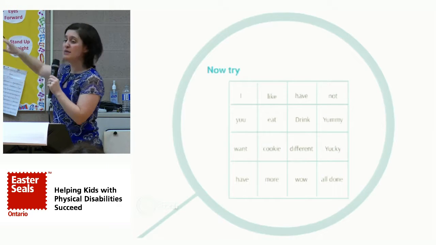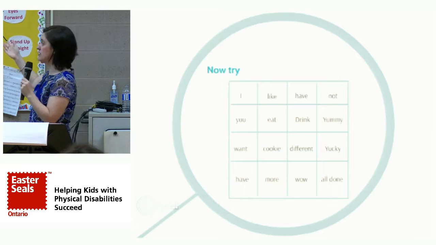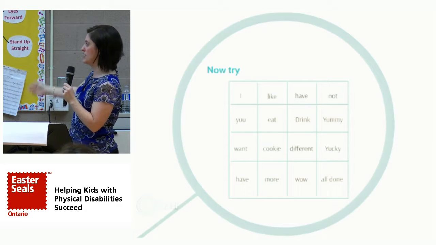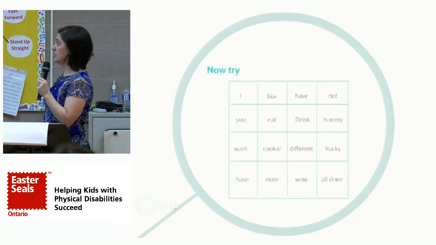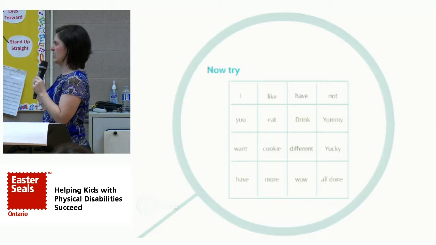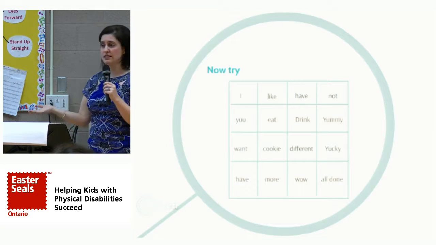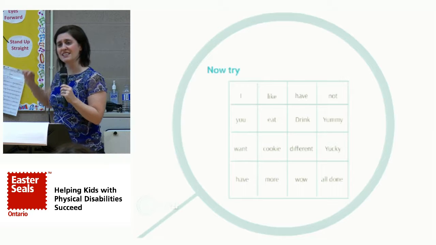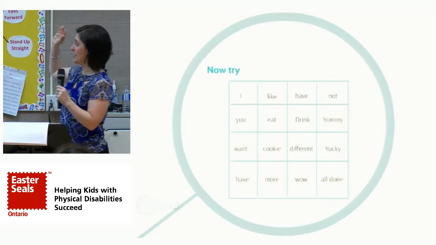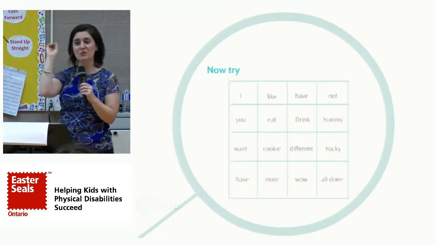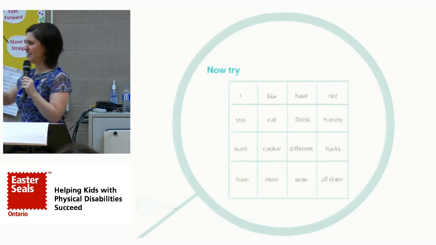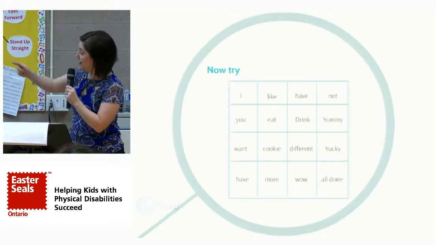So this is a theme board, and a lot of kids use these. And it's great, right? Because now, look at how many more things you can say. You can say, I like cookie. I want different cookie. You can say cookie yucky, all done, right? You can say a lot of things. But even this is quite limiting. And at first, I really just wanted her to be able to say yes or no. But when she starts getting these little things, then you're like, hey, wait a sec, I need more.